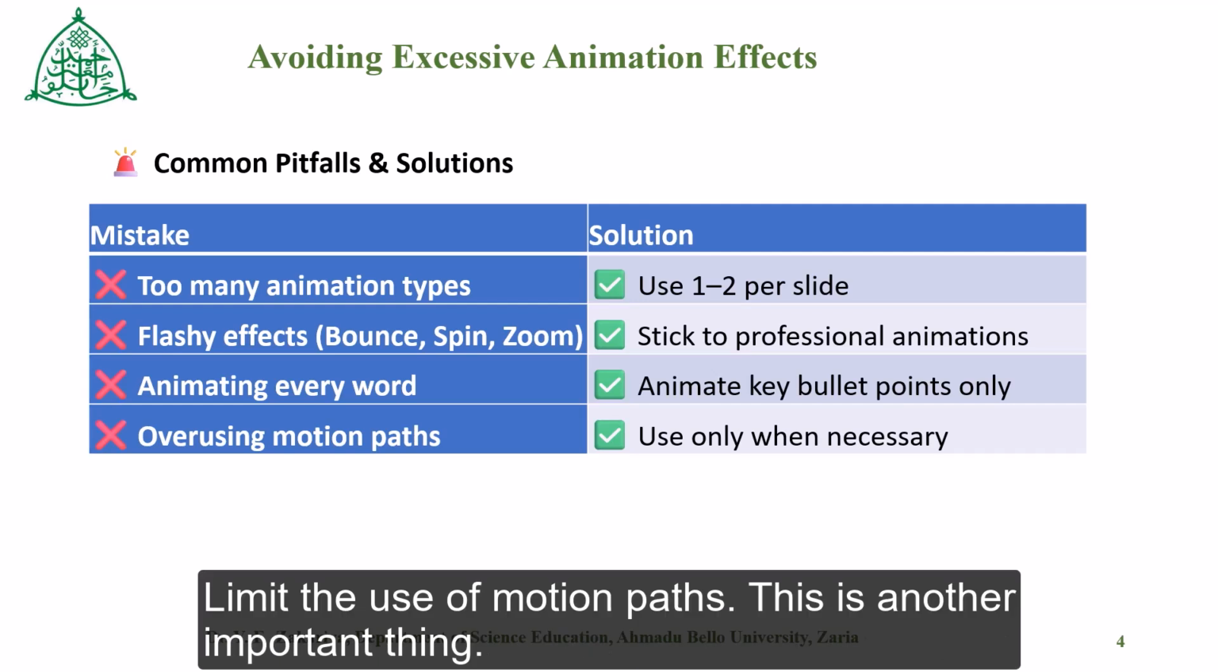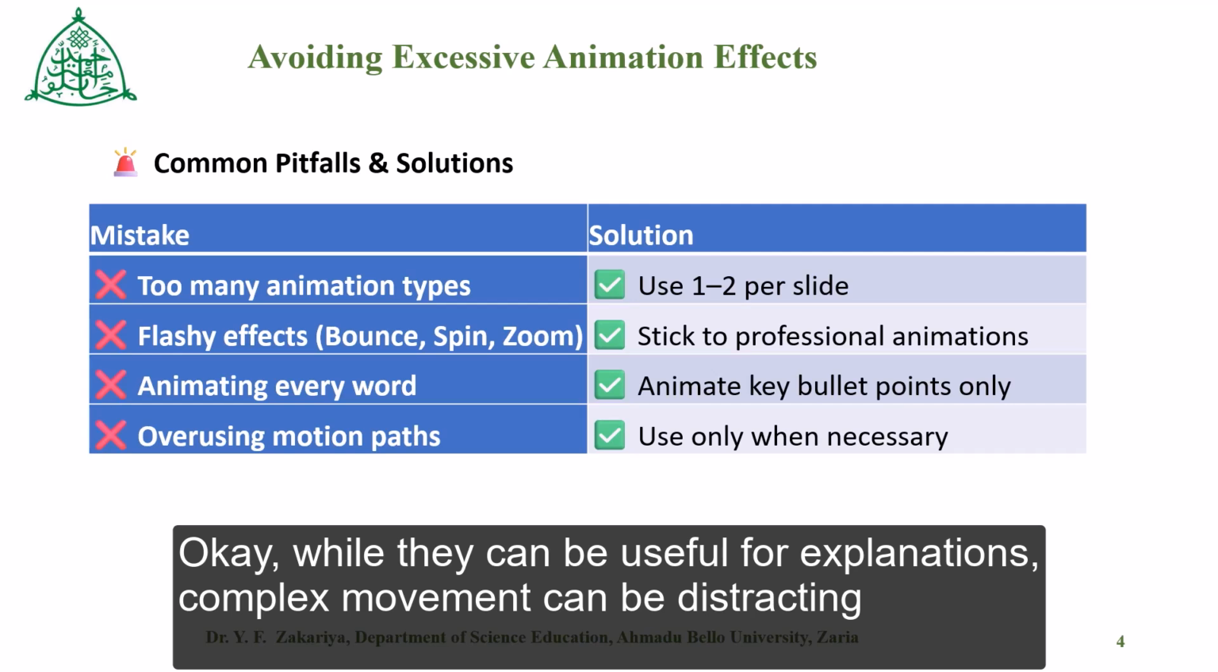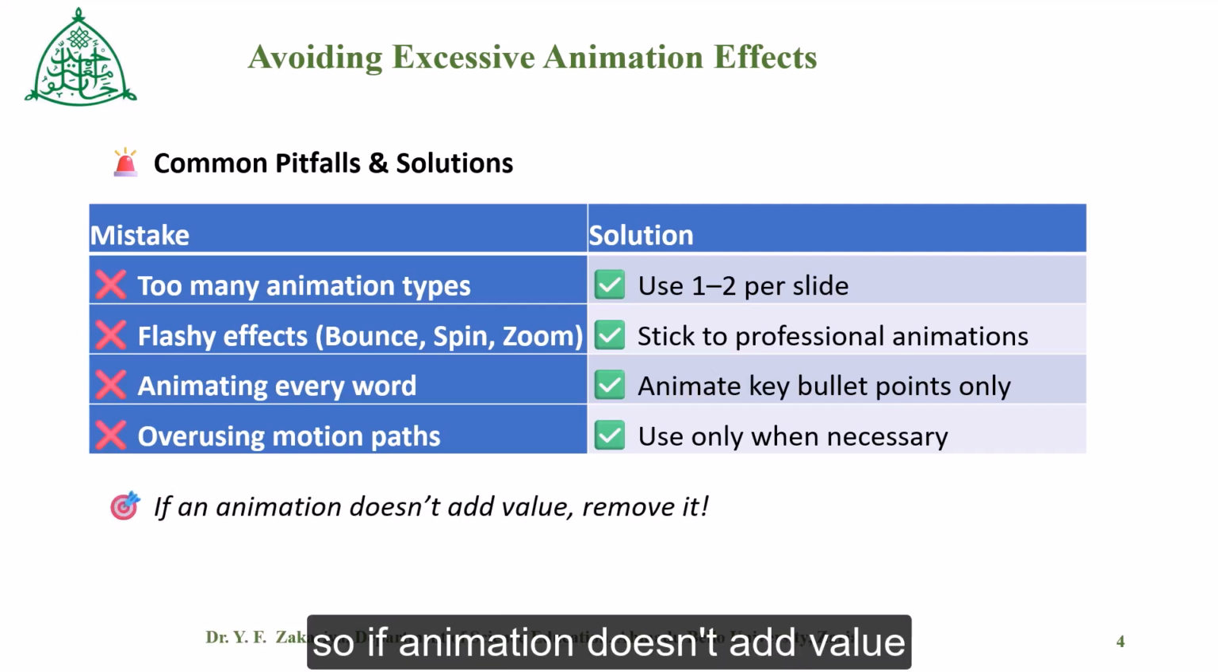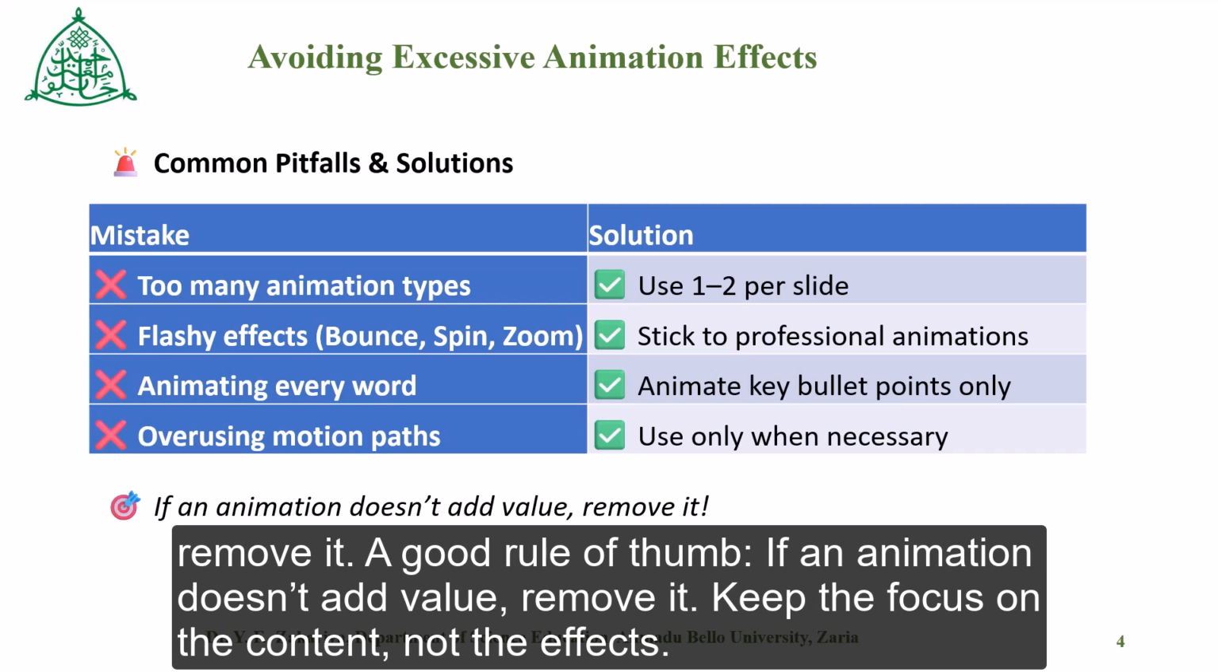Limit the use of motion paths. This is another important thing. While they can be useful for explanation, complex movements can be distracting in a video. So if animation doesn't add value, remove it. A good rule of thumb is if animation does not add value, remove it. Keep the focus on the content, not the effect.